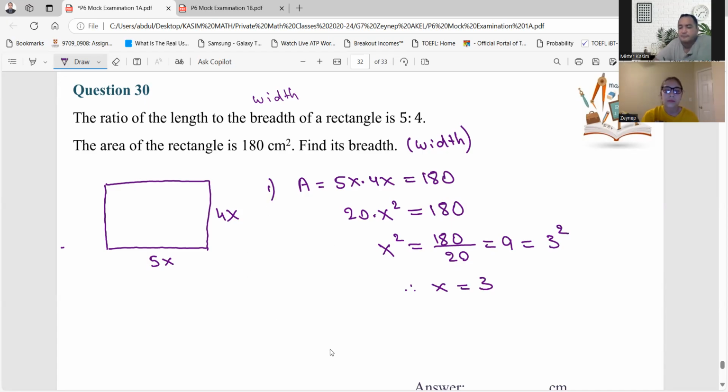That's the first step. And now we need to find the width. What is width? It is 4x. 4 times 3, that's equal to 12.